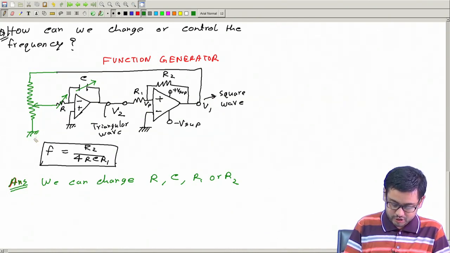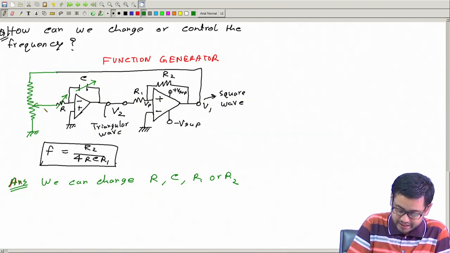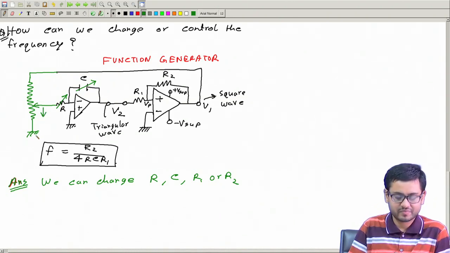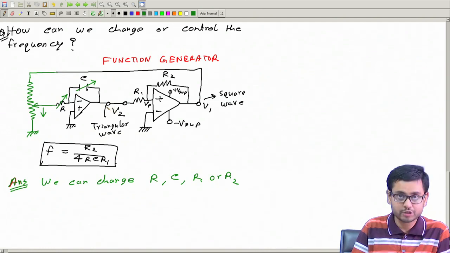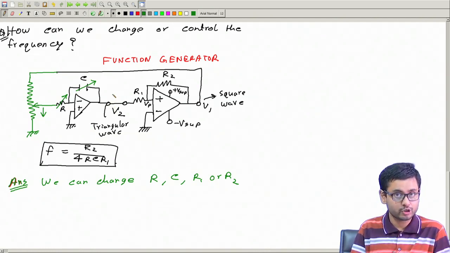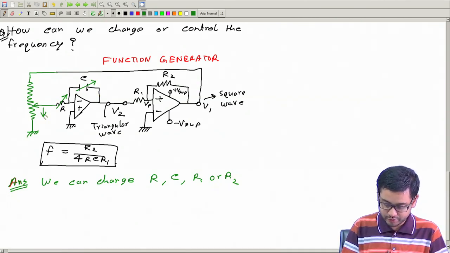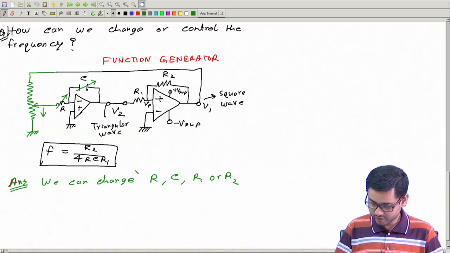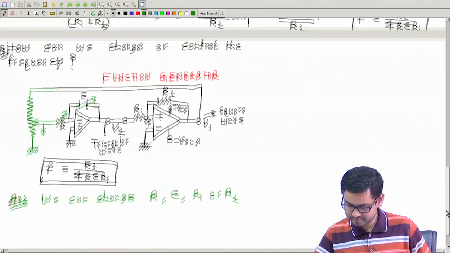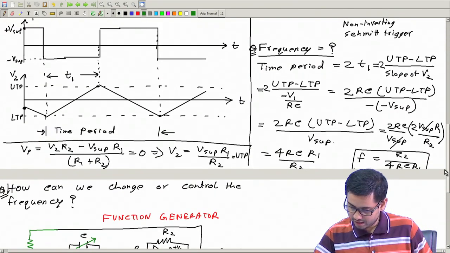So suppose if I bring it down, then this voltage which is actually here is lower. Therefore, the rate of change of this voltage will also be slower. So frequency will decrease, go down. So frequency will decrease if we lower this slider. And how exactly will that affect?